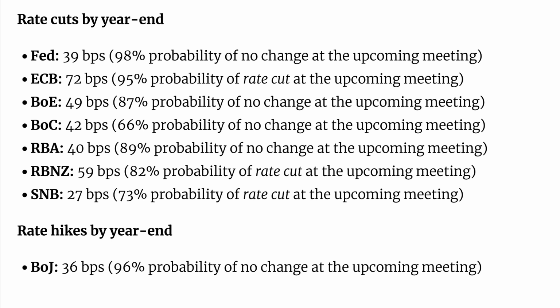But going back to the ECB, it looks like they are the central bank that are looking to cut the most at the moment. So 72 basis points worth of cuts. And remember, the cuts are designed to weaken the currency. It doesn't mean that they always will, but that's the effect that cuts should have on a currency. And there's a 95% probability of a rate cut at the upcoming meeting.